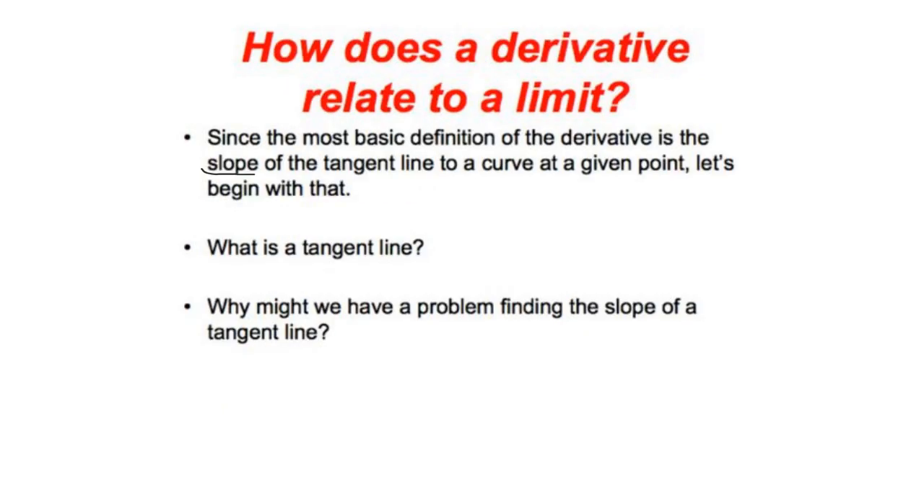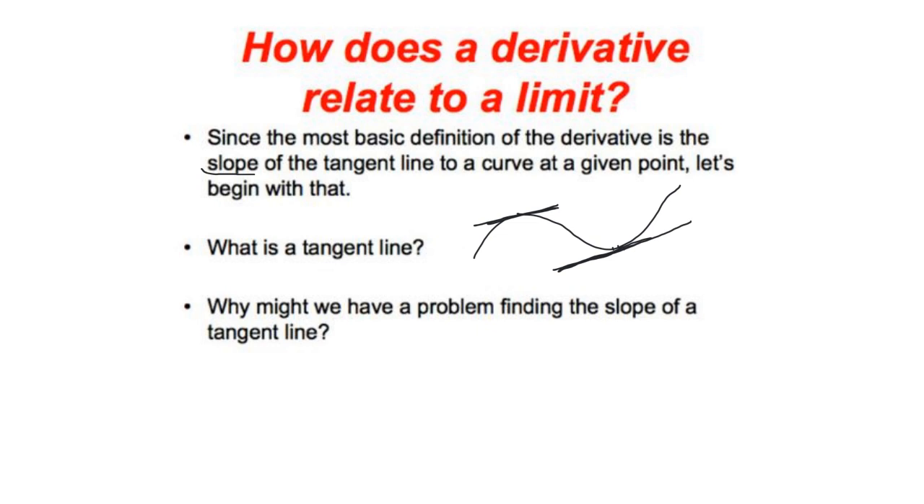How does a derivative relate to a limit? Since the most basic definition of a derivative is the slope of the tangent line to a curve at any given point, let's begin with that. So what is a tangent line? Let's say we have a curve that looks like this. A line tangent to the curve would be a line that's touching the curve at one specific point. So you could have lots of tangent lines. And what the derivative is going to allow us to do is find the slope of that tangent line.